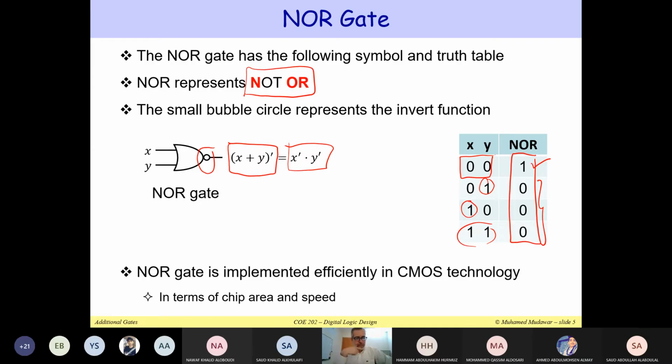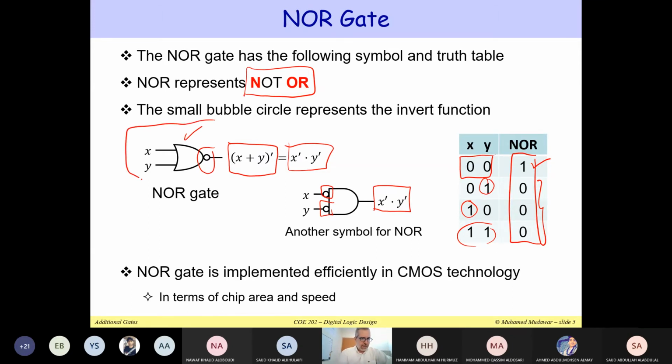So, not OR. Now, because we can write it as X prime and Y prime, you can think about it as an AND gate with 2 inverted inputs. Because if the inputs here are inverted, you get X prime and Y prime, the same thing that you get from a NOR gate. Now, this is the standard symbol for the NOR gate. This is not. So when you draw the NOR gate, you should draw it as shown here. You don't draw it as an AND with inverted inputs. But if you have an AND with inverted inputs, you get the same functionality as the NOR.